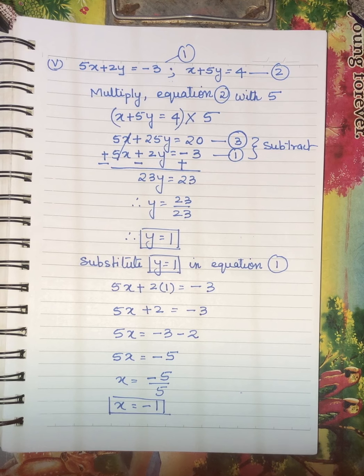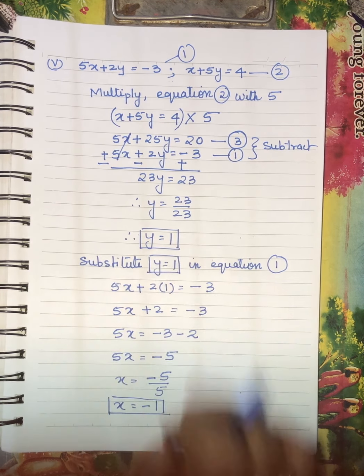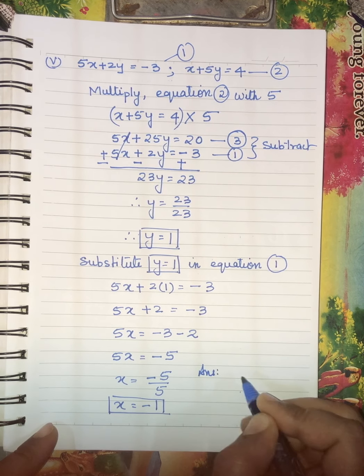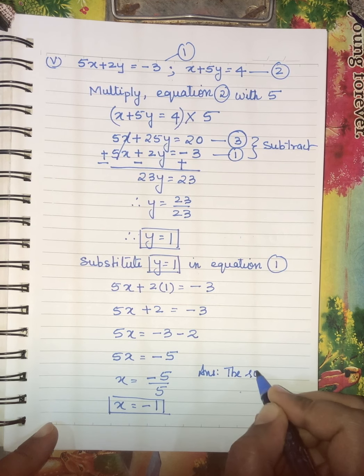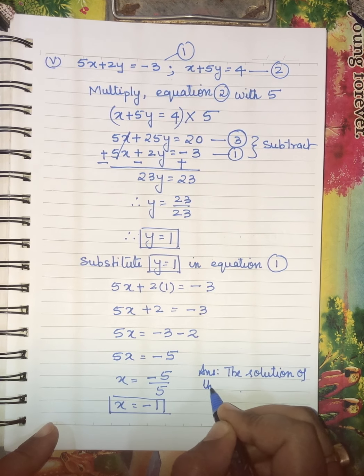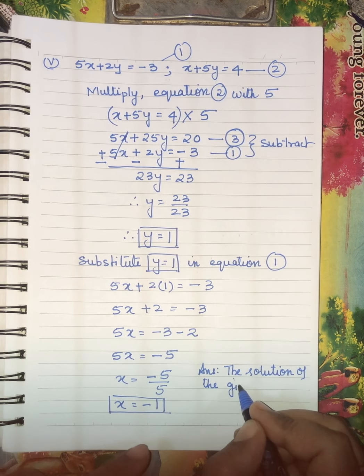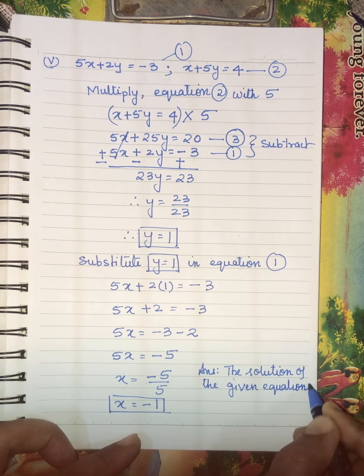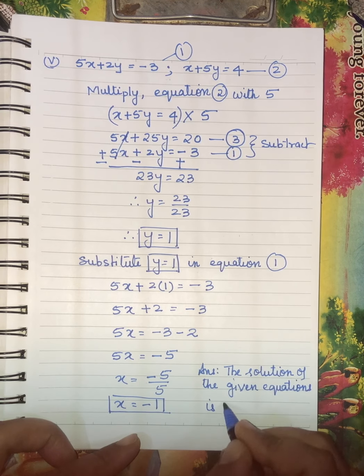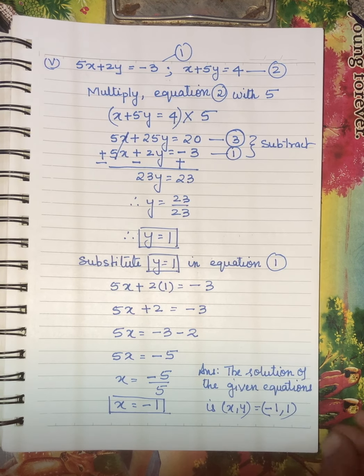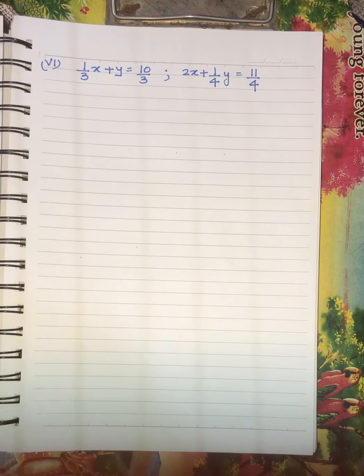Alright children, you got your answers of x and y. So write the final answer as: the solution of the given equations is x and y is equal to minus 1 and 1. Alright, let us go to the next question.